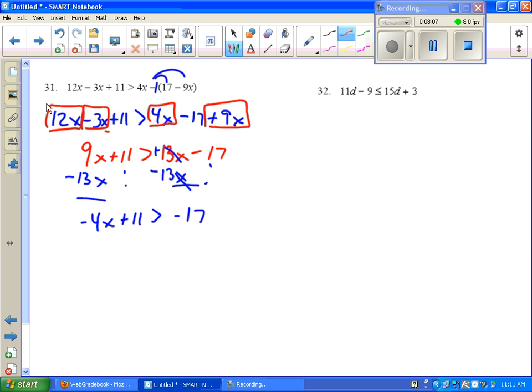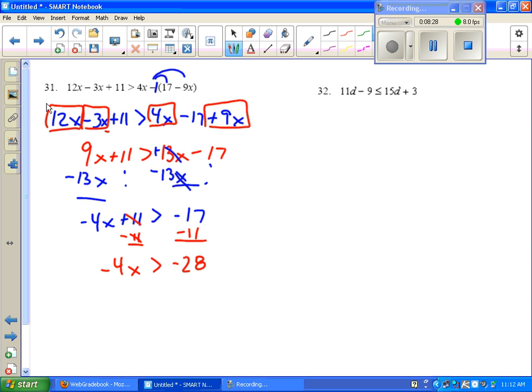Get rid of plus 11 on the left by subtracting it. If you do that on the left, do the same thing on the right. Negative 17 minus 11 is going to be a negative 28. Put them together. Bring down your negative 4x. Cancel out your 11 minus 11. All you did was subtract, so greater than is going to remain the same.